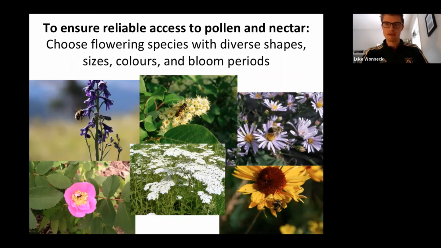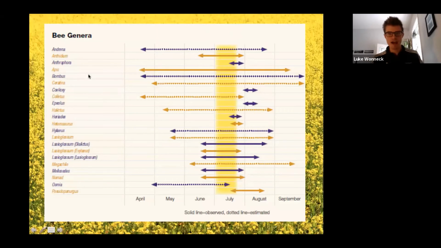And I want to just highlight that you want to have diverse shapes, sizes, colors, and bloom periods. Bloom period is particularly important, so make sure you have flowers with a whole bunch of different bloom periods. I'll try to explain this chart to show why that's the case. It's a fancy graph, and on the left-hand side we have all of the different bee genera, which is a fancy name for bee types, so different groups of bees.